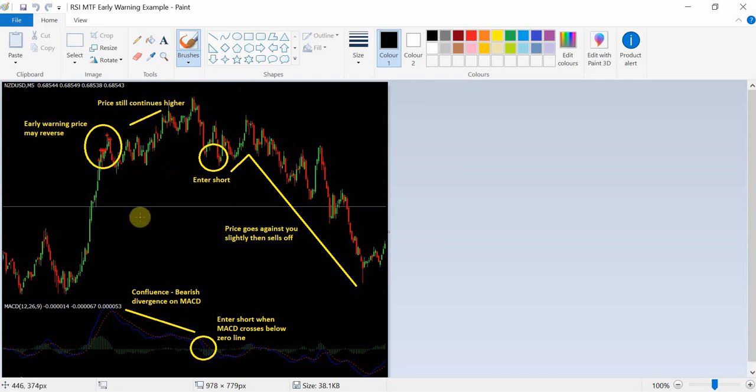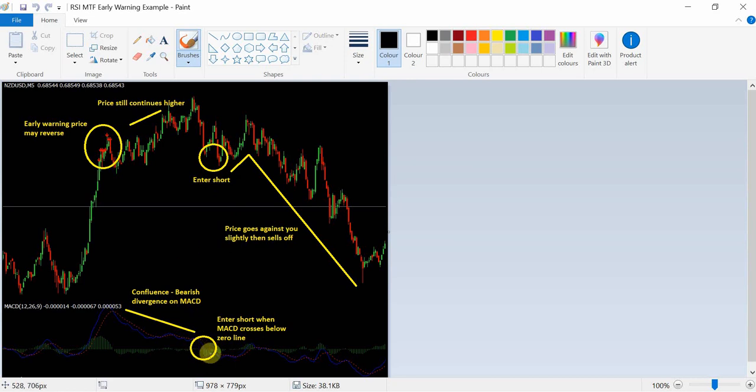So in this example, what I would have done is opened a manual trade over here, and there are two reasons why. One is that I've got bearish divergence, so price is making higher highs and the MACD is making lower lows. And then also, and this is the key part of this whole thing that I want to talk about today, is when the MACD line, the blue line, crosses below the zero line.